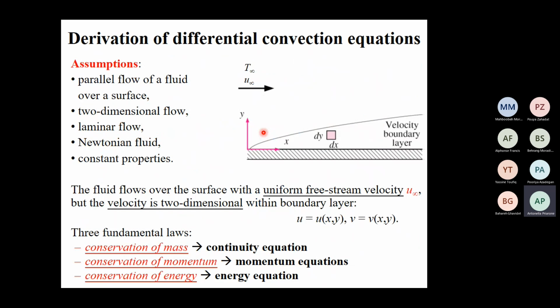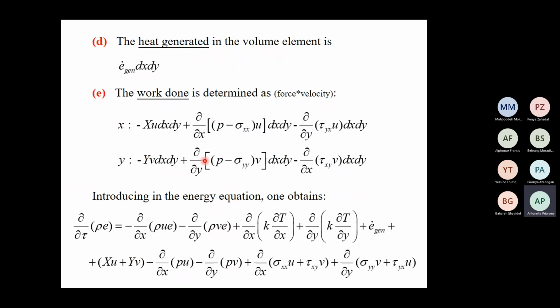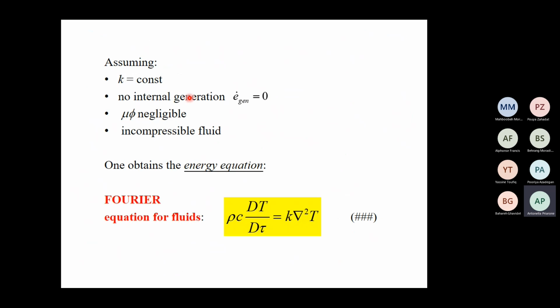Obviously, the assumptions at the beginning of this long chapter are still valid: parallel flow, two-dimensional flow, laminar flow, Newtonian fluid, constant property, plus the assumptions added here at the end of this description of the energy equation. They allow us to obtain this yellow equation, that is the energy equation, also called Fourier equation for fluid. Is it okay?